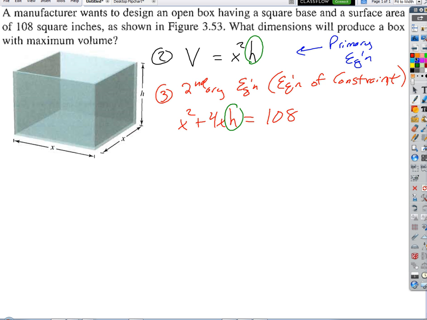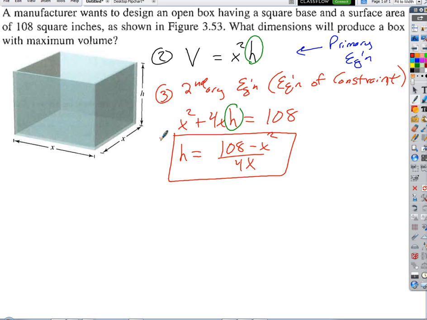Okay, so if we do that, what do I end up with if I solve for h here? 108 minus x squared divided by 4x. Good. Let's put a box around that, because that's our substitution equation. So we're likely to come back to that, but it's important. We want to draw our attention to that. It's an important part of our work, right?